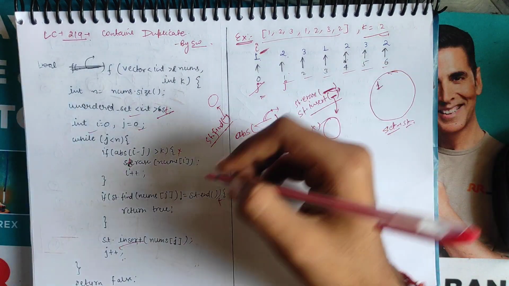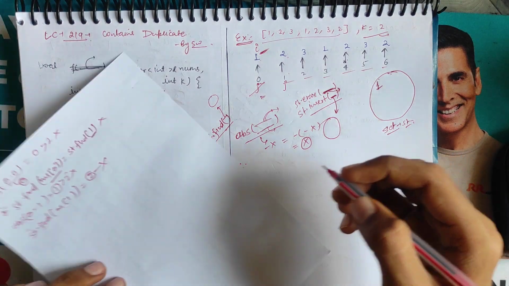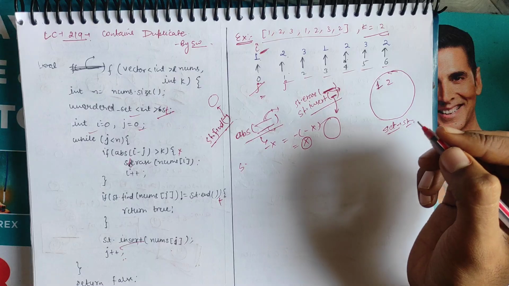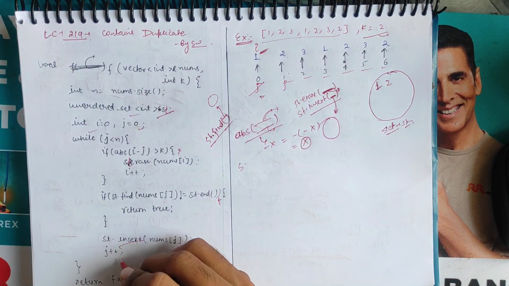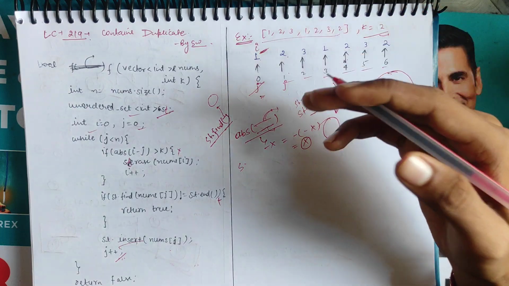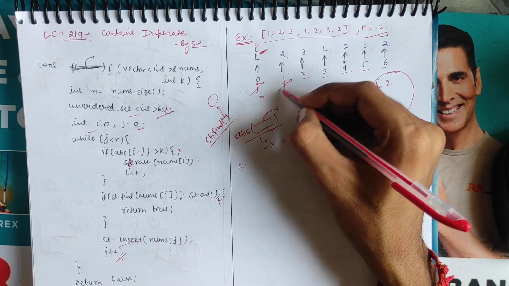So what we do is insert the value of nums of j. nums of j was 2, so we insert 2. We move j forward. j plus plus means we are moving j forward one step.